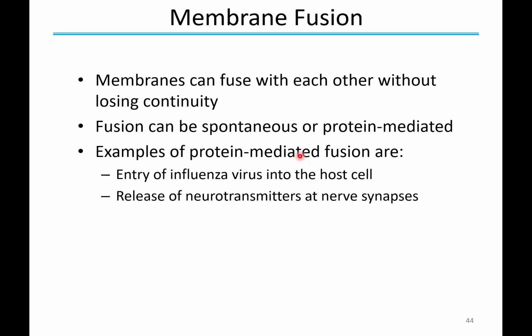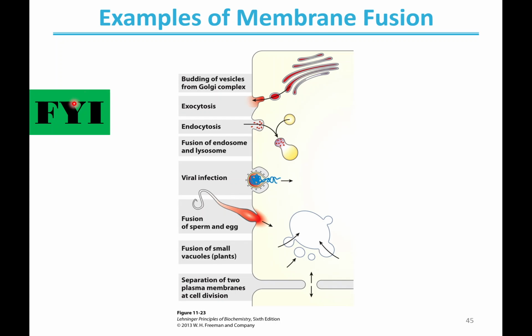This fusion can be spontaneous, or it can be mediated, controlled by proteins. Some examples of protein-mediated fusion are entry of viruses like the influenza virus into a host cell, or the release of neurotransmitters at nerve synapses. You won't need to know examples of these, but if you're interested, exocytosis is when a vesicle from the inside of the cell fuses with the plasma membrane and lets that out.